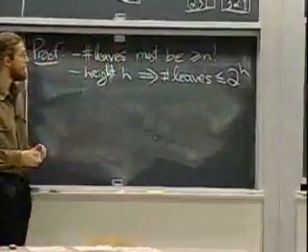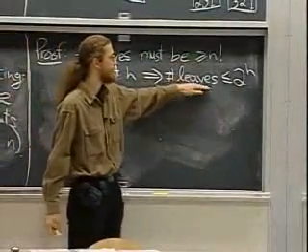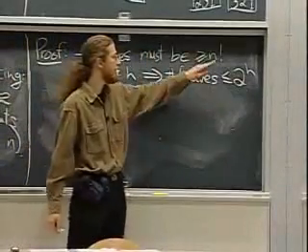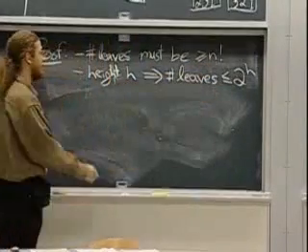Now this gives me a relation. The number of leaves has to be greater than or equal to n factorial, and the number of leaves has to be less than or equal to 2 to the h. Therefore, n factorial is less than or equal to 2 to the h. If I got that right.